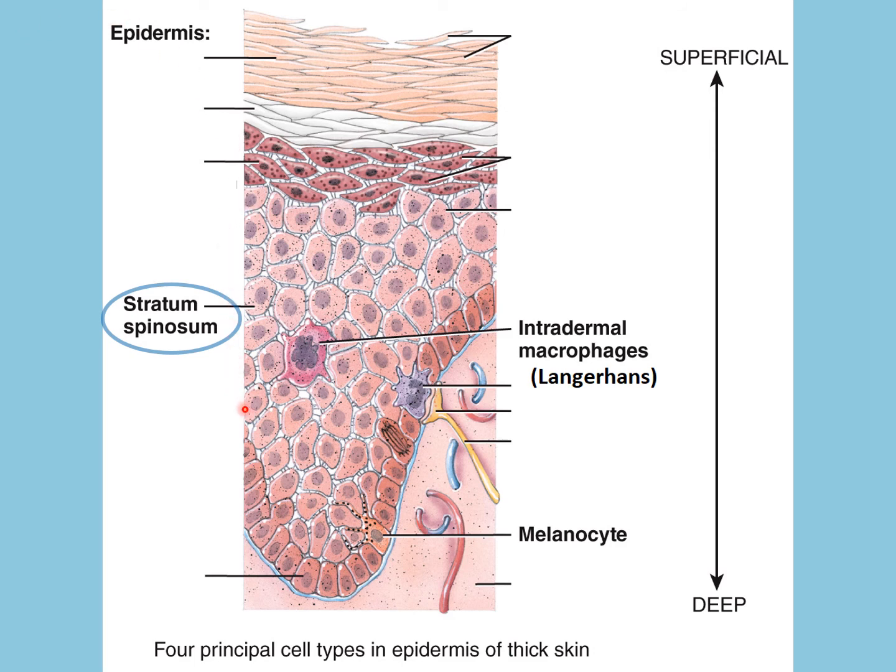Here we can see the stratum spinosum, located above the stratum basale. Within the stratum spinosum are numerous keratinocytes, which, when prepared for a microscope, look spiny, hence the name. Also in the stratum spinosum are the Langerhans, or immune cells.